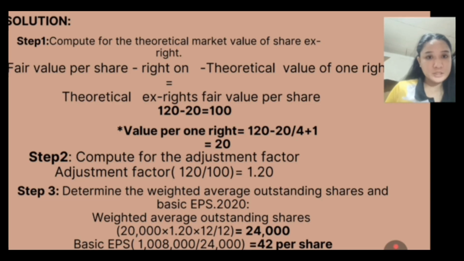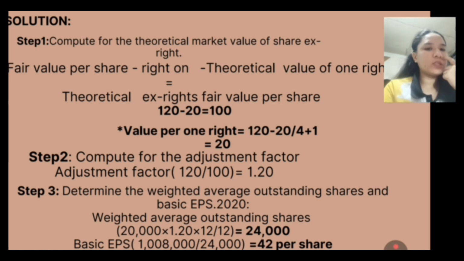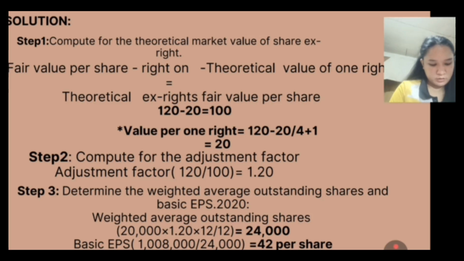And the step 3 is to determine the weighted average outstanding shares and basic earnings per share sa 2020. So the weighted average outstanding share is 20,000 times 1.20 times 12 divided by 12 is equals to 24,000. And the basic earnings per share is 1,800,000 divided by 24,000 is equals to 42 per share.